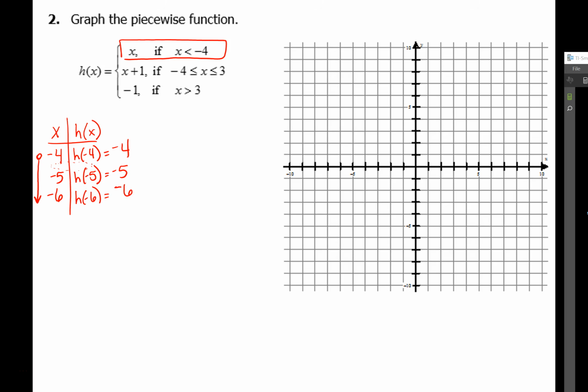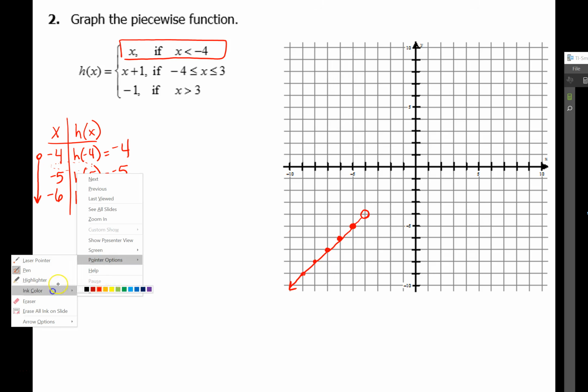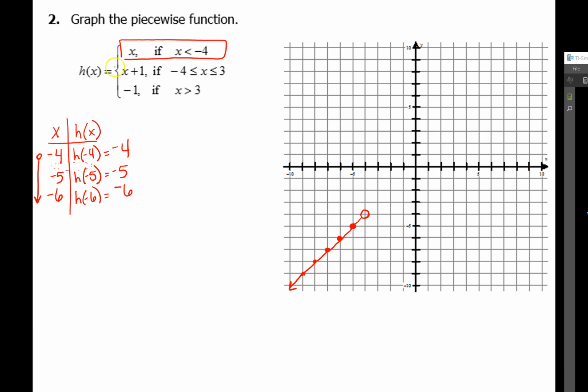So that means for my graph, if I go 1, 2, 3, 4 to the left, and then 1, 2, 3, 4 down, that's my open circle. At -5, it's going to be down at -5, -6, it's going to be down, and you're beginning to see this line that comes out of it, so we can draw that piece. Now to do the middle piece, I am going to look at this domain.